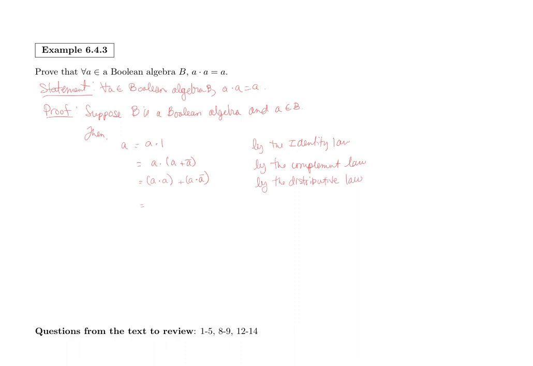So we know now that we have A times A plus A times A's complement, which is 0 by the complement law. And thus we have A times A plus 0, which is just A times A by the identity law. And we have shown what we set out to show.